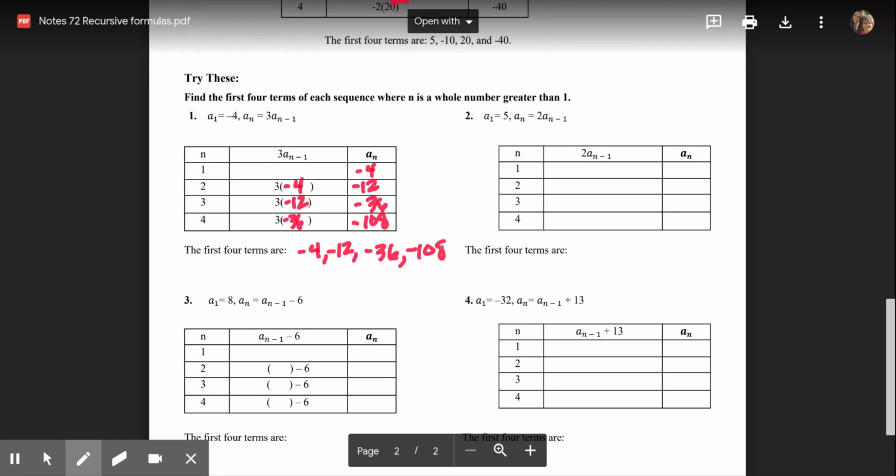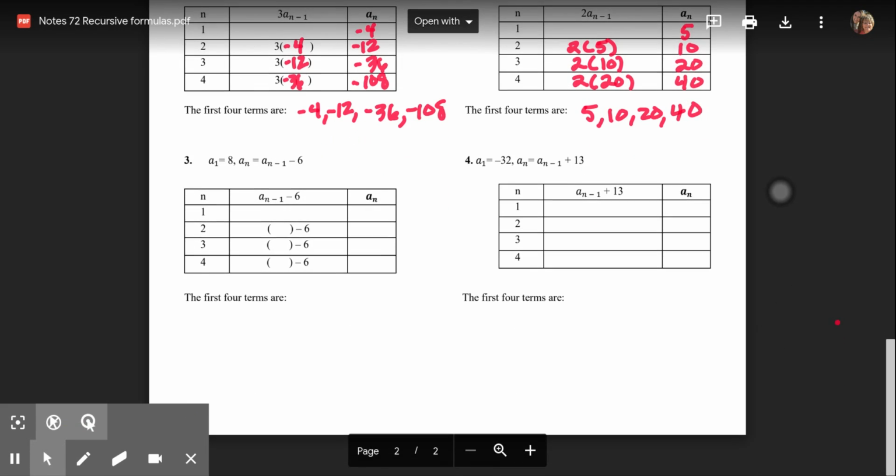Number 2, your a sub 1 is 5, so that's what we're going to start with. And then you just multiply everything by 2. So it'll be 2 times 5 is 10. Then 2 times 10 is 20. And then 2 times 20 is 40. So your terms are 5, 10, 20, and 40.